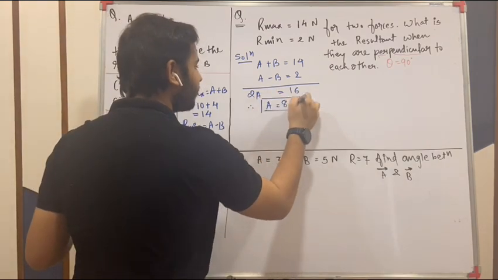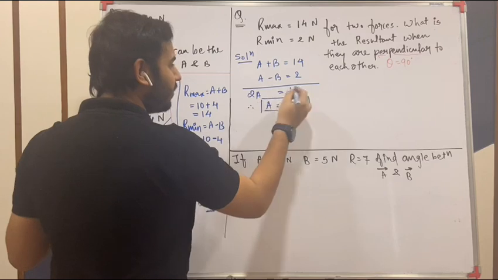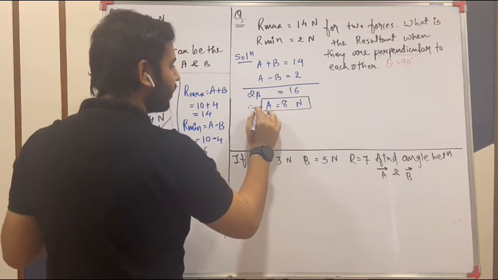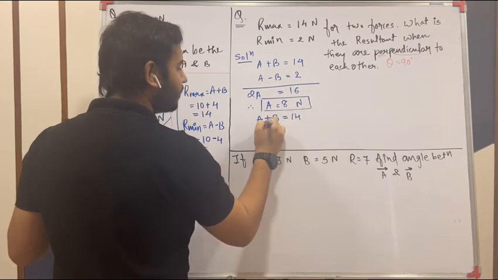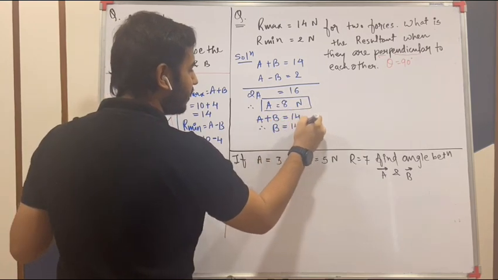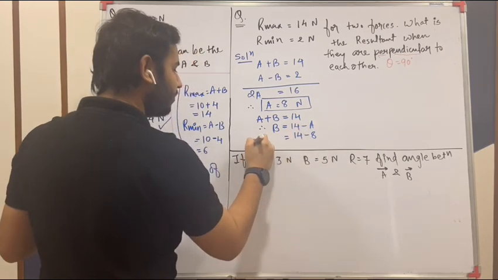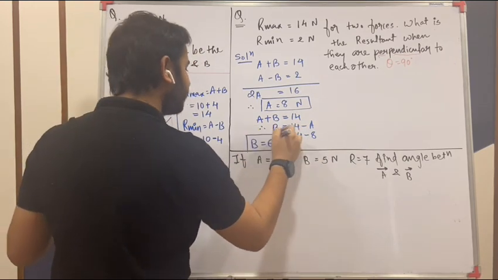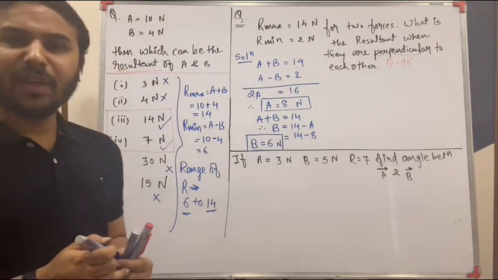Now what will be the value of B? A minus B is 2 Newton. You can clearly write this. A plus B is 14. Therefore, B is 14 minus A, which is 14 minus 8. B is equal to 6 Newton. Simple logic. Now we have the value of A and the value of B.